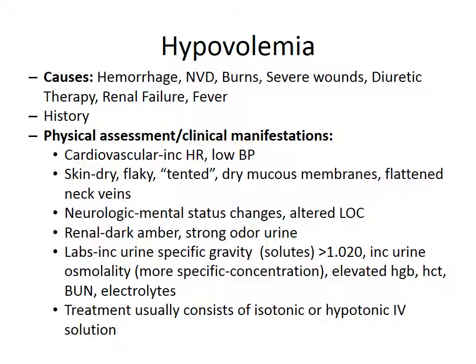Neurologic status: mental status changes, altered level of consciousness. Assess your patient's neurologic system carefully. Renal: dark amber urine, strong odor urine. Labs: you want to include urine specific gravity, solutes less than 1.020, and increasing urine osmolality. Remember, when they're high, they're dry. Also elevated hemoglobin, hematocrit, BUN, and electrolytes. Treatment of hypovolemia usually consists of isotonic or hypotonic IV solutions, and we'll talk more about those in class.